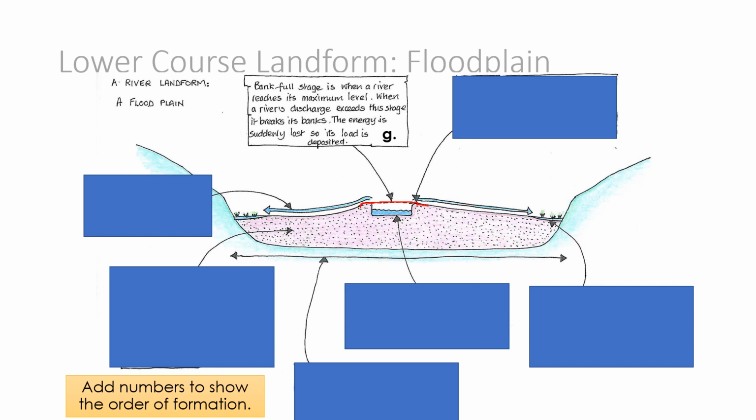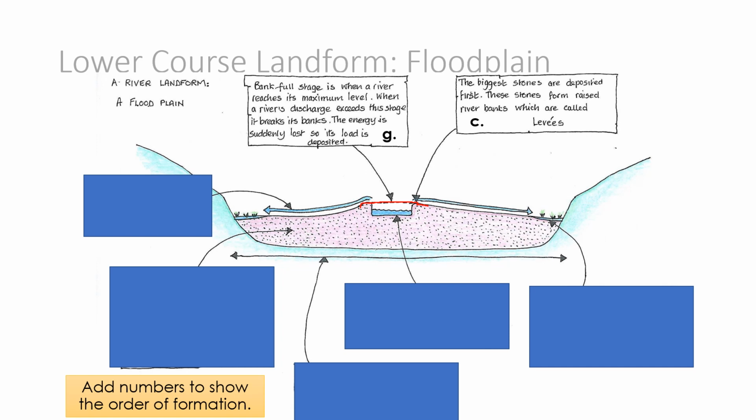And it will deposit the heavy stuff first. So the biggest stones are deposited next to the river. And it's that which builds up to form a levee. Okay, and like I say, it looks like a man-made sort of barrier, to be honest.